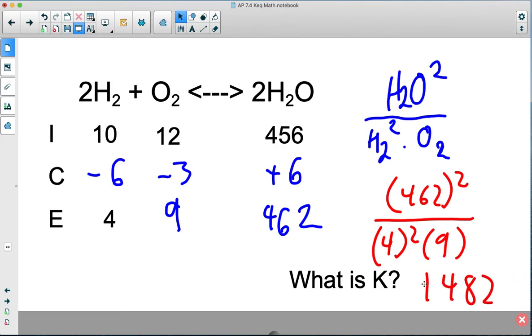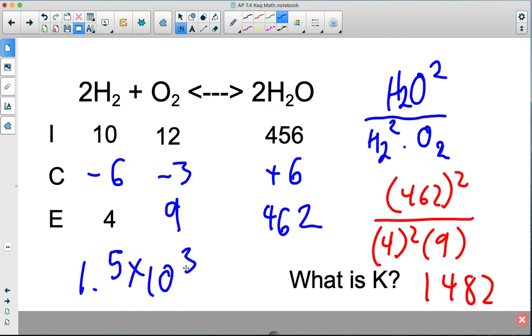1482. If we want to be honest about our sig figs, we're going to have to say like 1.5. Probably going to have 2 sig figs. 1.5 times 10 to the third, because we probably have 2 sig figs in this. We could say 1500, but why not look fancy in science and say that? Okay, questions on that move?